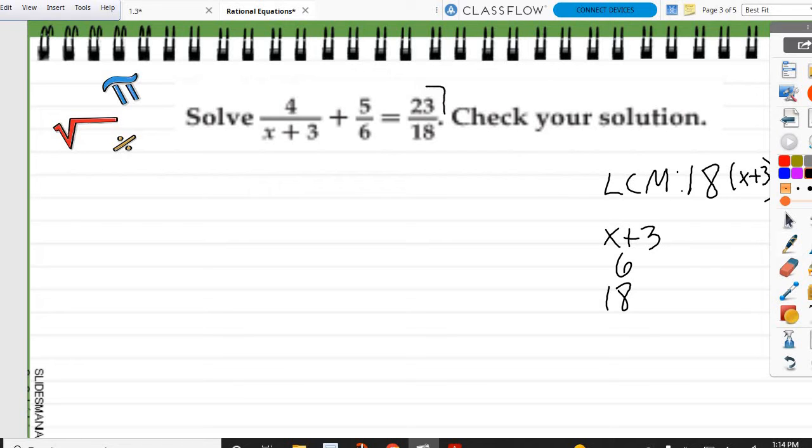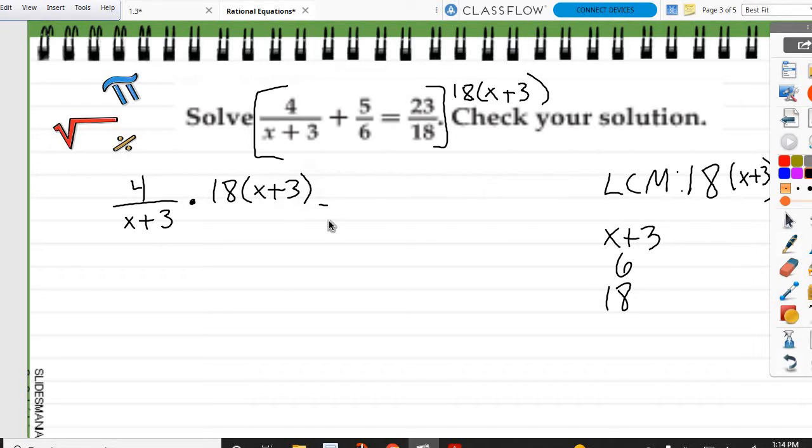So now we're going to multiply everything by our 18 times x plus 3. And I'm going to multiply each of my fractions by that. 18 times x plus 3 plus 6 times 18 times x plus 3 equals 23 over 18.